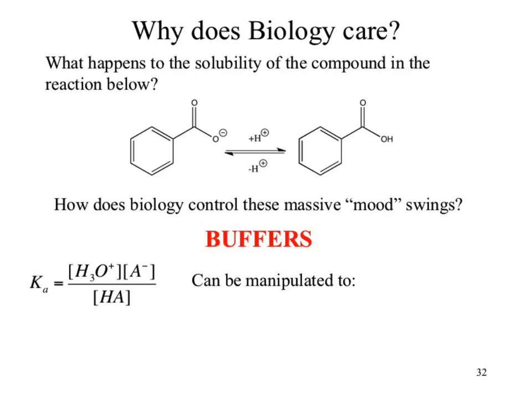Not a bad grade. What is A minus? You can spin it. What is HA? An acid, because it has a hydrogen that it can donate. So what is A minus? The conjugate base. What happens if I add acid?